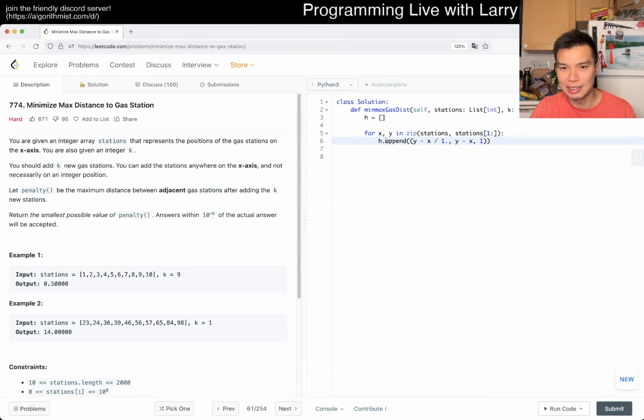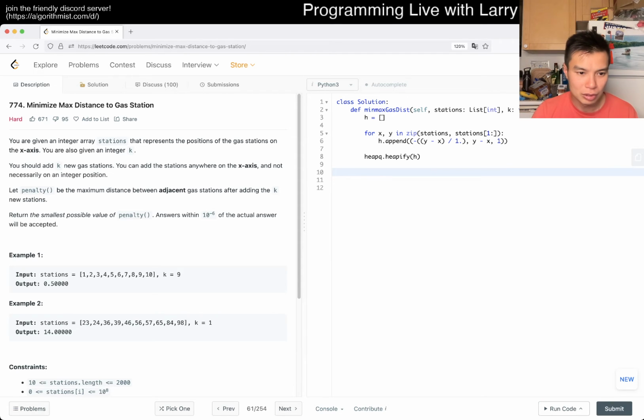Oh yeah, and we have to change this to negative, as we said, because we want to make this a max heap, right? Oh, order of operations, I am a bad person. Right? And then now we want to heapify, and then that and then we just go, right? So ooh, k is small.